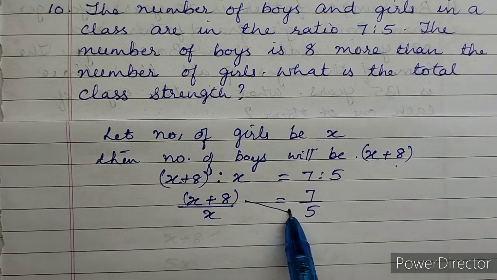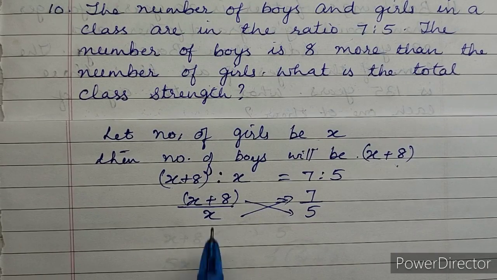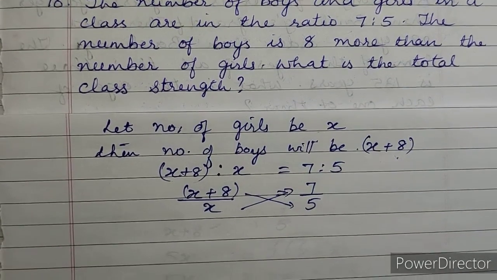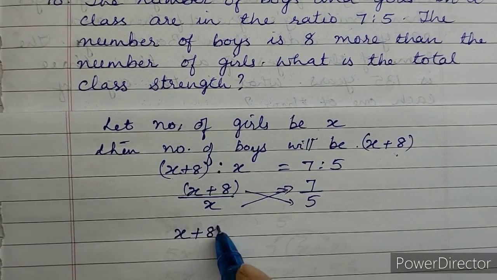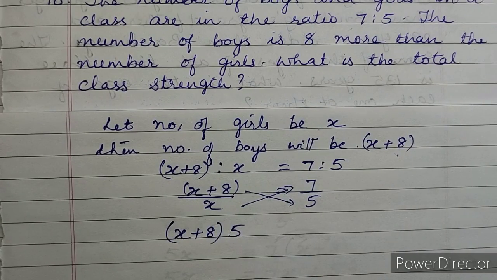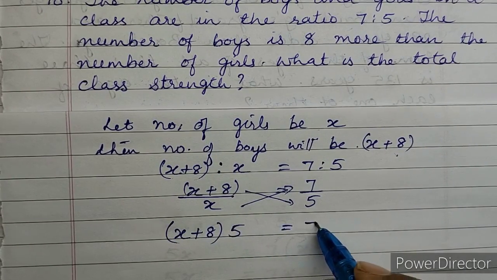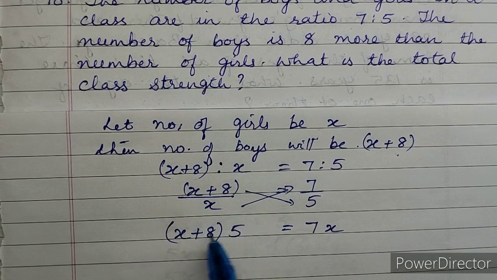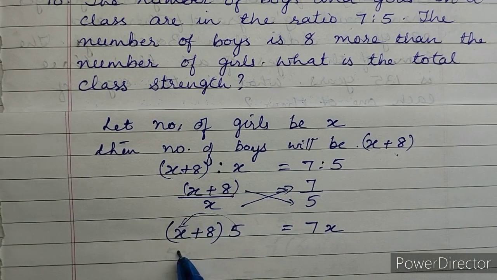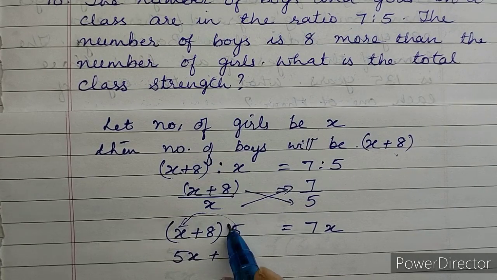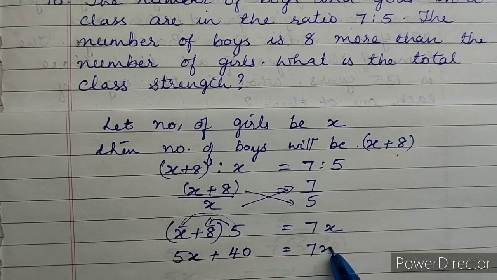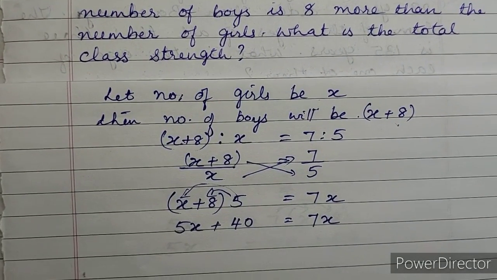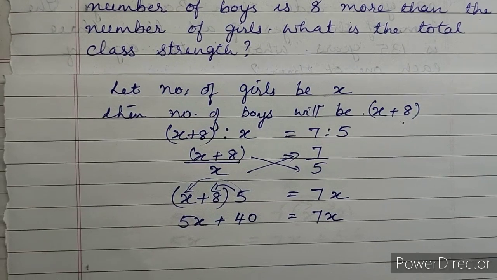Now what you have to do? You have to cross multiply. x plus 8 into 5. Next step, cross multiplication: x plus 8 into 5 equals 7 into x, 7x. Open the bracket. 5 into x is 5x, plus 5 into 8 is 40, equals 7x. Now x terms you have to bring together. The number part you have to take to the other side.